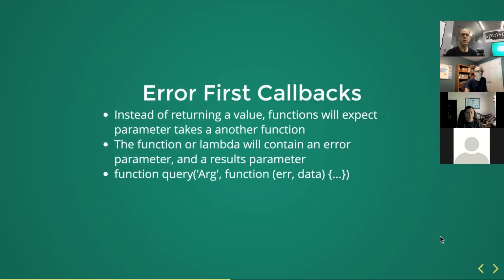So error-first callbacks were the first way, or just callbacks in general. One way of thinking about callbacks is that it's a function that accepts another function as a parameter. Typically, let's say we have a function called query that takes in arguments, and then the last parameter is another function that handles the result when it comes back.